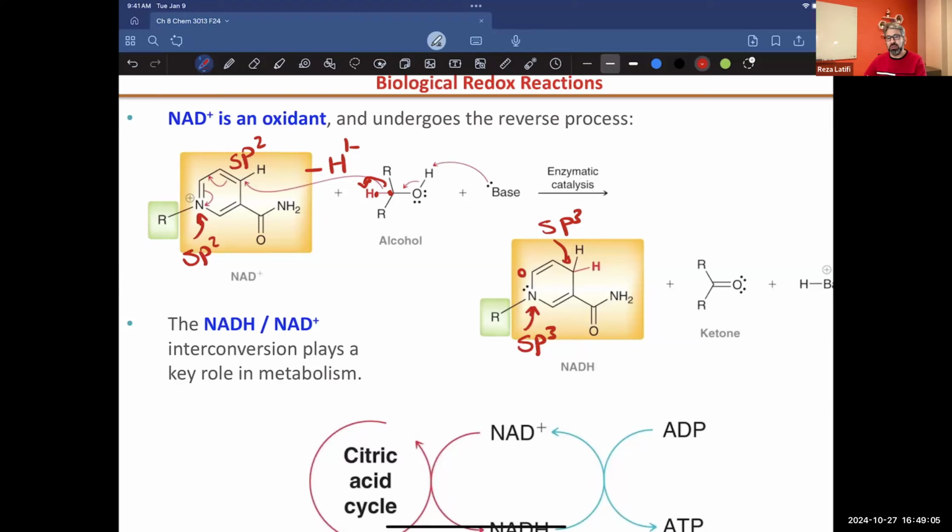So what does it mean? It means we rebuild the NADH. So this reducing agent can now be used to reduce another ketone or aldehyde. Okay, so NAD plus will oxidize alcohol, and depending on whether it's primary or secondary, it can turn it to aldehyde or ketone. And while this is happening, we will get NADH back.